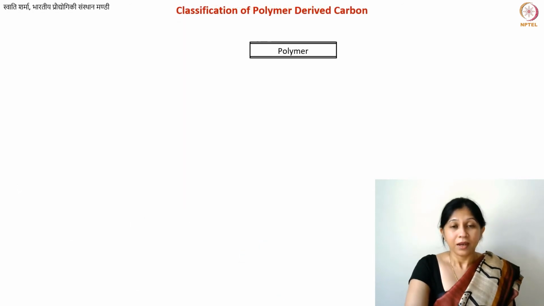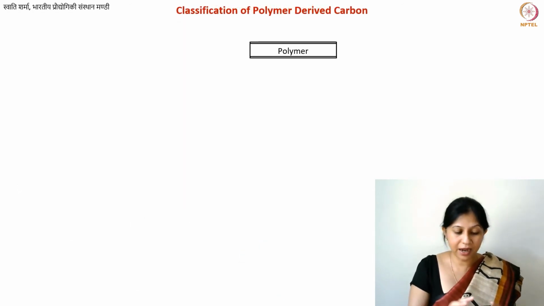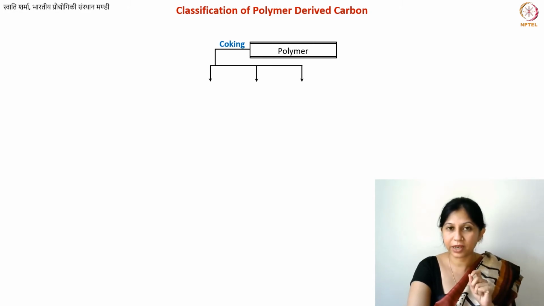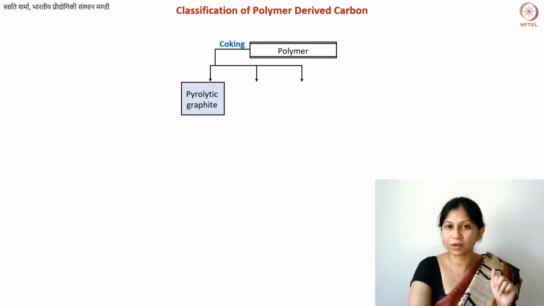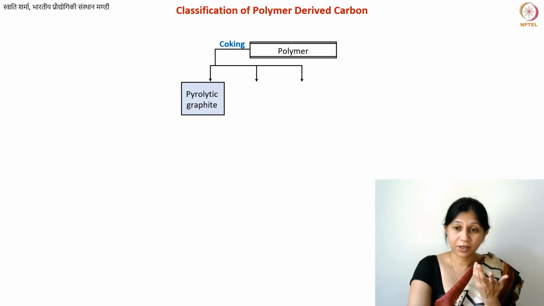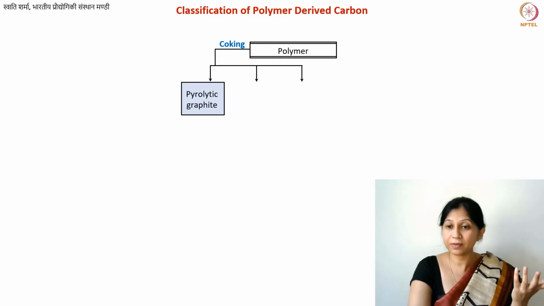Now, in this slide I have a classification, a nice diagram which will tell you, I have not written the names of the polymers, but I've just written what mechanism will give you what. So, coking mechanism: the polymer goes through certain softening. This can give you graphite. We talked about it, right, from PVC. So, this will give you pyrolytic graphite.